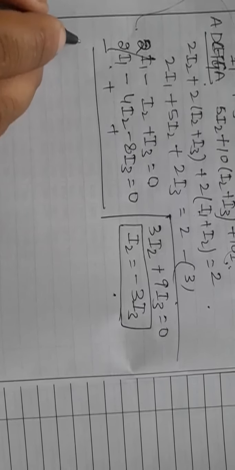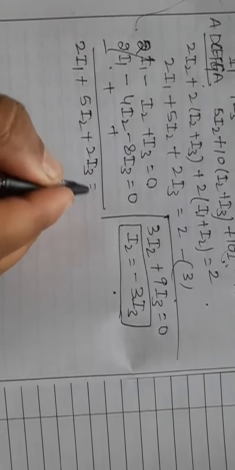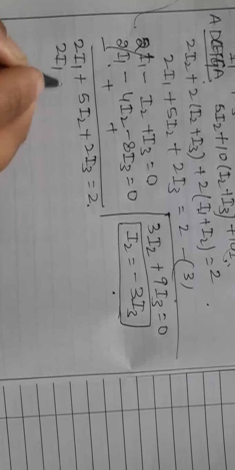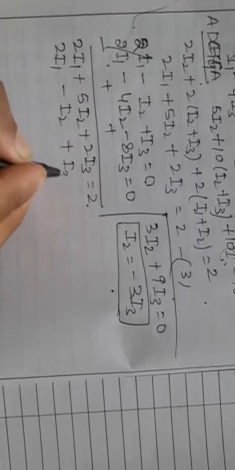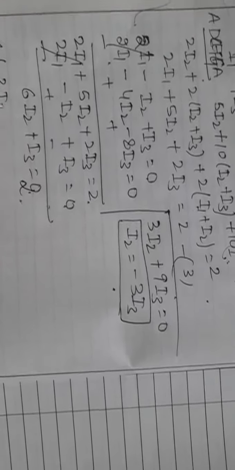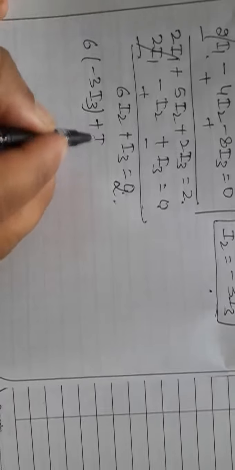Now again write equation number 3: twice I1 plus 5 I2 plus 2 I3 equal to 2. What was equation number 1? Once again, it was twice of I1 minus I2 plus I3 equal to 0. Let us subtract. I1 cancels out. You are left with 6 I2 plus I3 equal to 2. Put the value of I2. What was I2? I2 was minus thrice of I3, so minus 3 I3 plus I3 equal to 2.